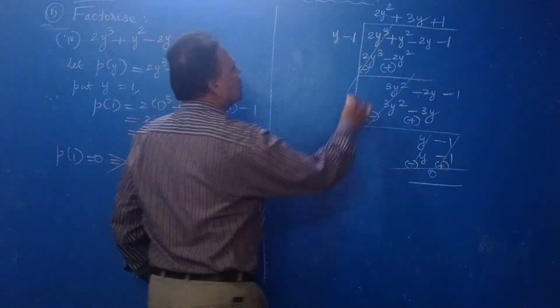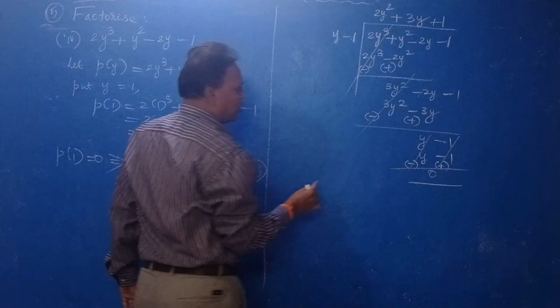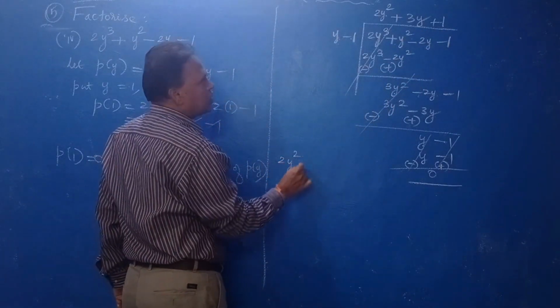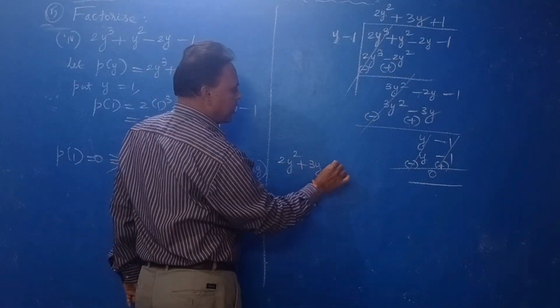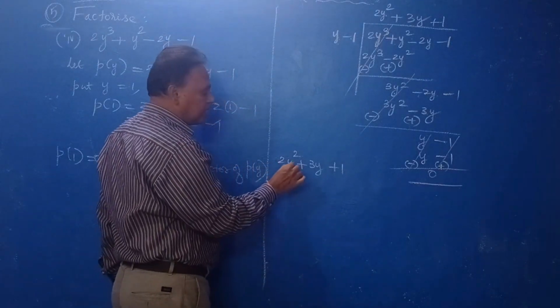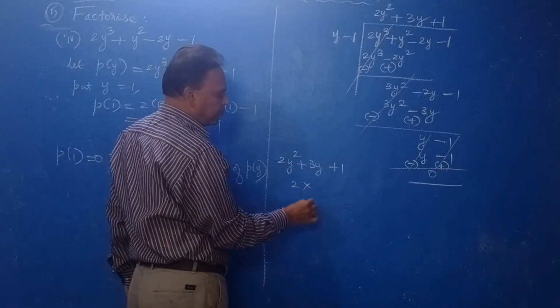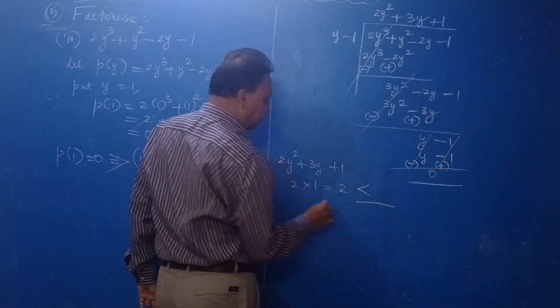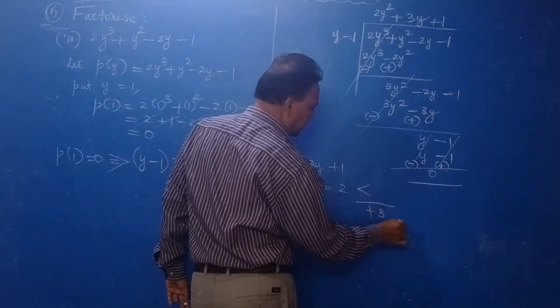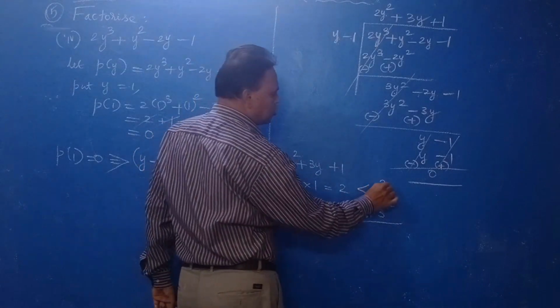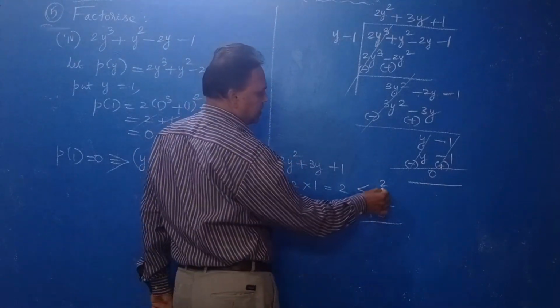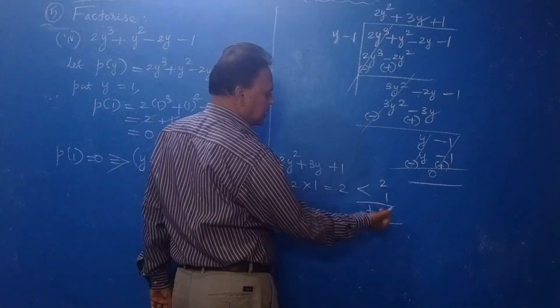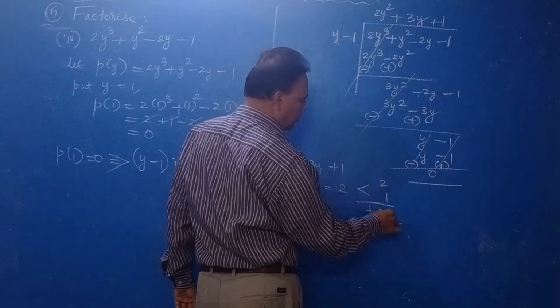Now what do you have to do? This quotient, which is a quadratic polynomial, you factorize: 2y squared plus 3y plus 1. The y squared coefficient is 2 into the constant term 1, so you have to get 2. At the same time, you have to get the middle term plus 3. Choose two numbers: 2 into 1 only is possible. Right? So 2 into 1 is correctly coming, both ways.